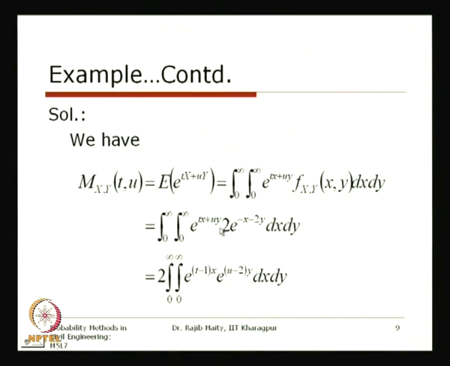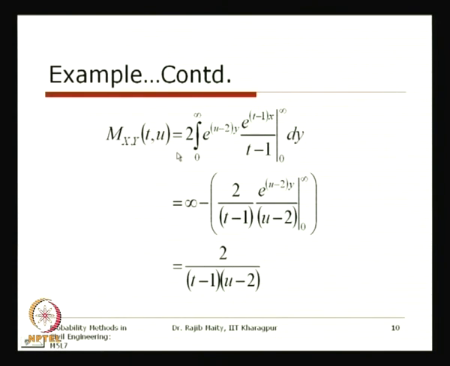Now, after doing some algebraic steps and this integration, putting in the suitable limits of course, we will get 2 by (t minus 1) multiplied by (u minus 2). So, this is the moment generating function for the PDF that we took.